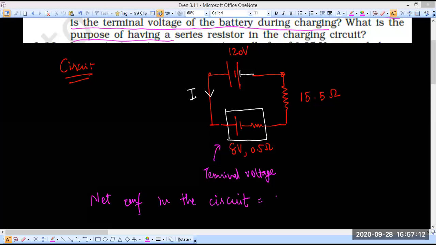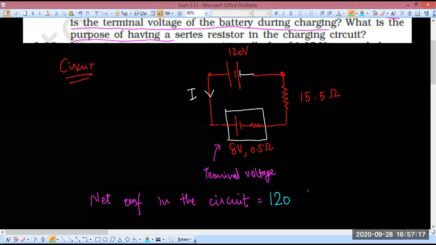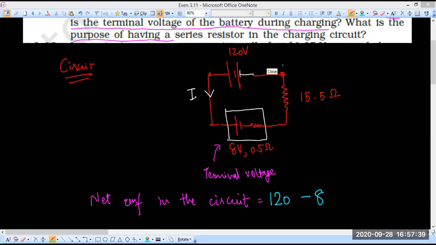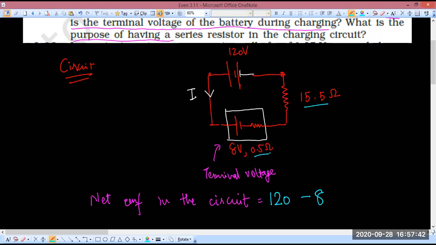Everyone, the net EMF in the circuit is 120 minus 8. I hope that is absolutely clear, right? Net EMF, total EMF in the circuit is 120 minus 8. Right? These are all resistors. This is resistance, it is not counted, that is resistance. It is not EMF. Right?